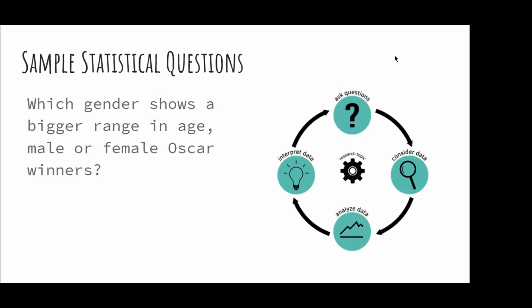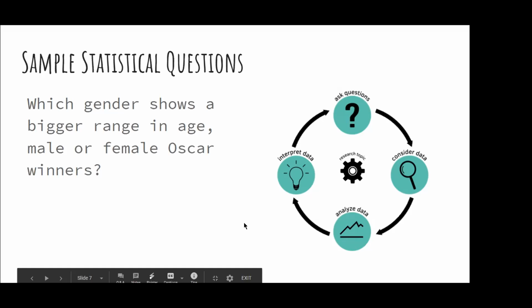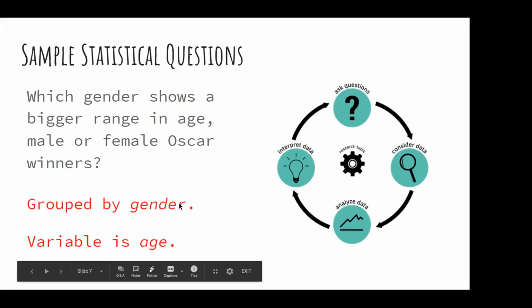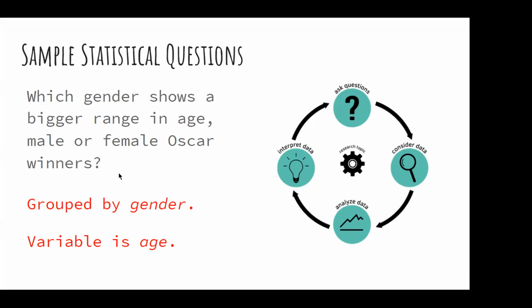Specifically, if you read the question, it says which gender shows a bigger range, male or female. So you are comparing the gender. And what are you comparing about the gender? You're comparing their age. So our main variable here would be age, and I would group the age by gender, because I'm asking which gender shows a bigger range in age. So I'm looking at the range in their age, and I'm comparing the two genders.